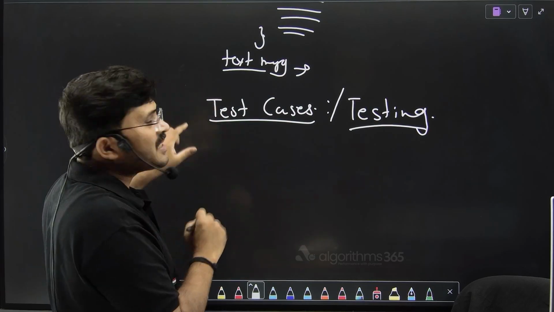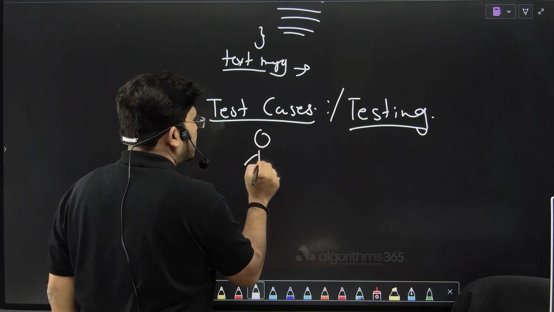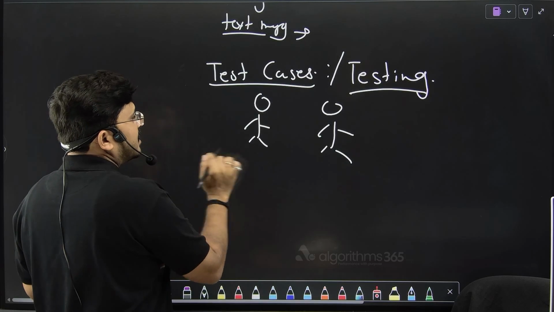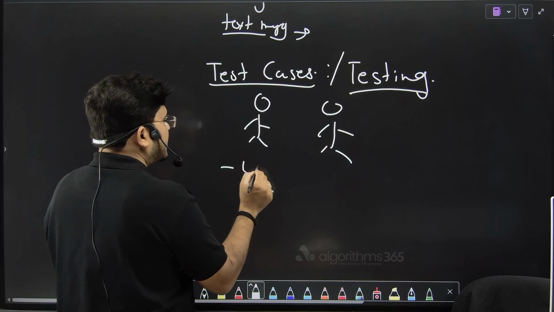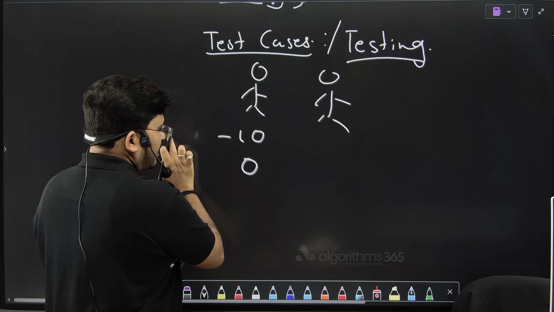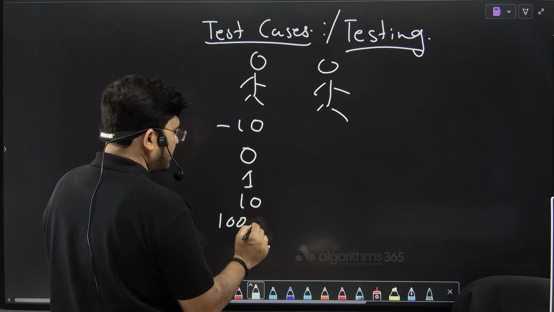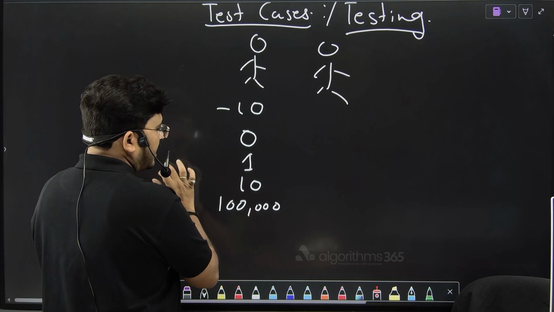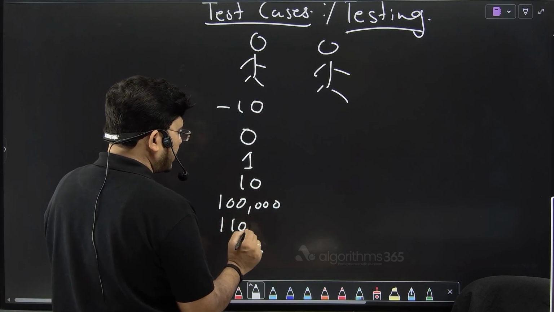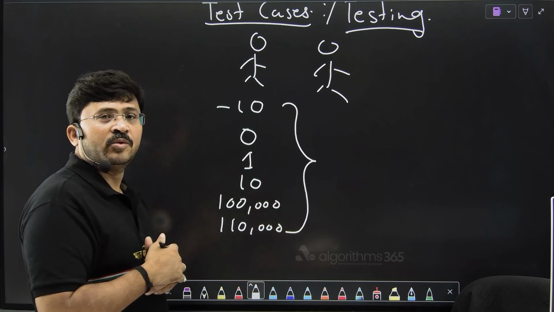So for example, the same UPI app, to transfer money from one person to another person. What would be the tests here? The tests would be -10, then 0, then 1, then 10, then 100,000, right? And then more than 100,000, let's say 110,000 or 100,001. So all these values would be input.